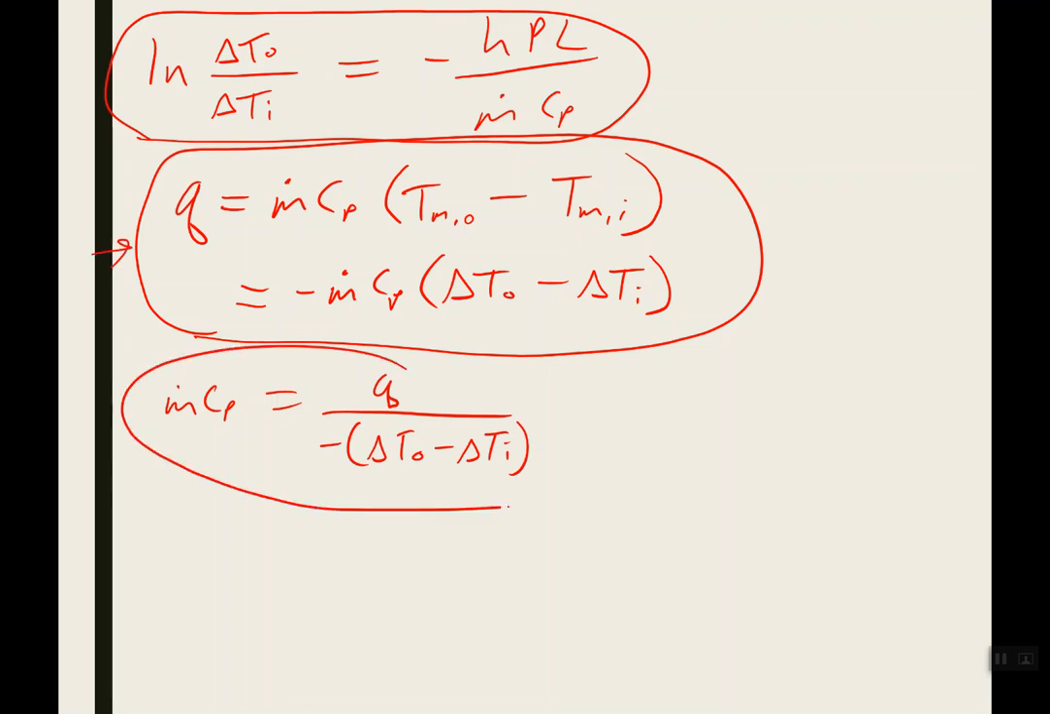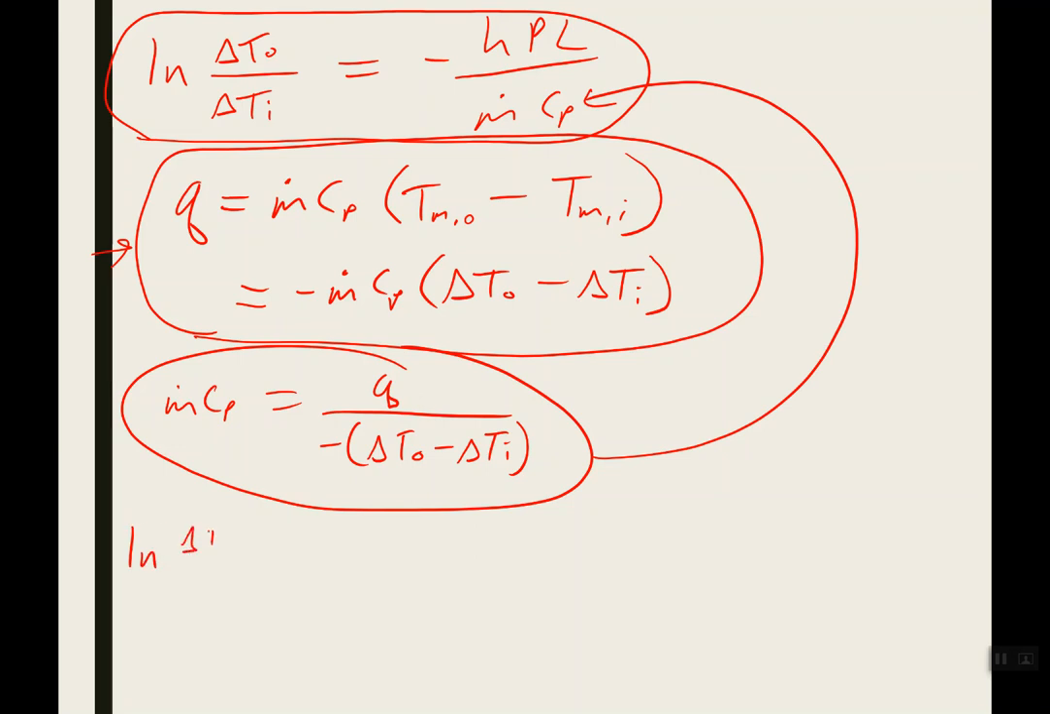Then I'm going to take this and plug it into here. So we end up with this equation, our natural log of delta T at the outlet divided by delta T at the inlet. There's a negative in this equation, there's a negative in this equation, those will cancel each other out. So this is H times P L multiplied by this special temperature difference. Okay, then we just solve this for Q.